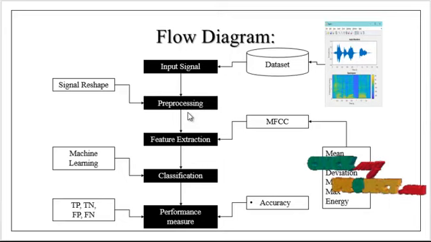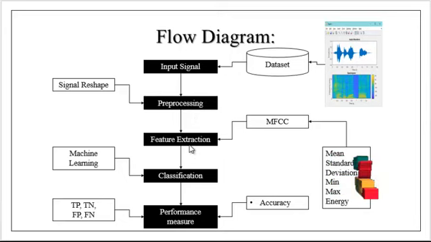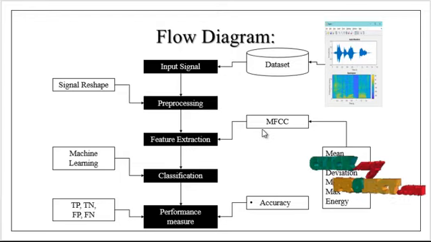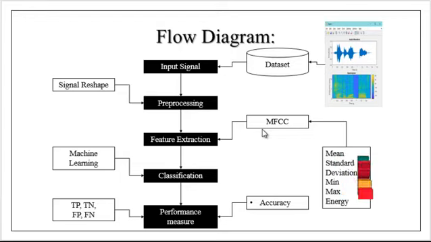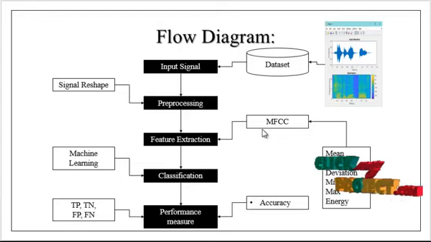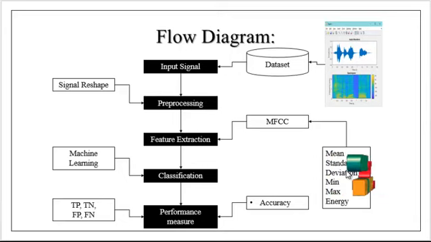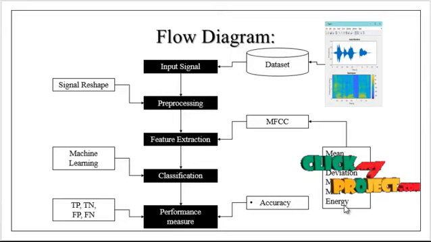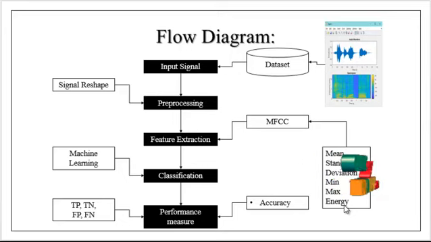After doing the pre-processing, the feature extraction will be carried out. In this feature extraction, MFCC is applied to extract the features from the signal. After continuing with the MFCC, we have to extract the mean, standard deviation, variance, minimum, maximum and the energy of the features. After extracting these features, they will be generated as the test features.